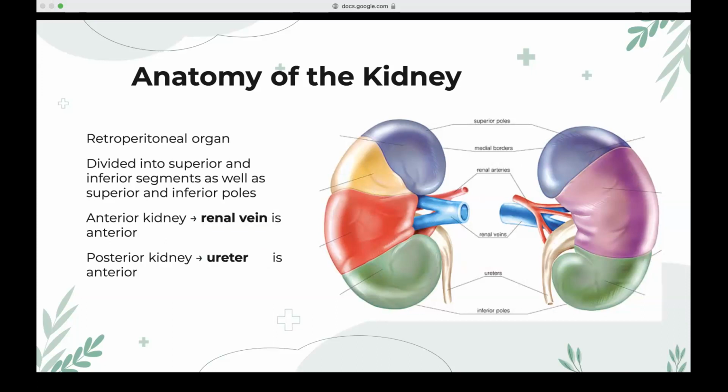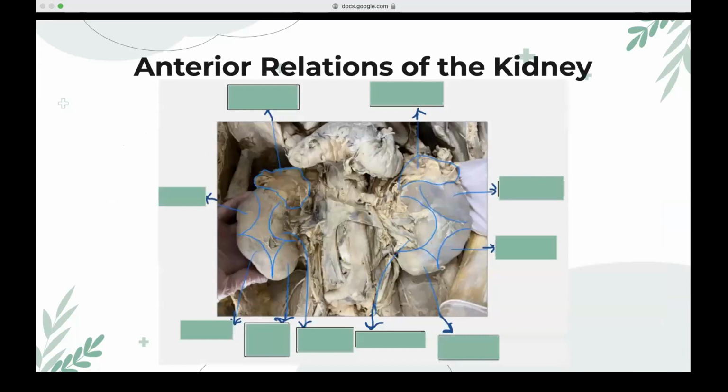So in the posterior kidney, the ureter is anterior, but in the anterior surface, the renal vein is anterior. They can get you a picture of a cadaver kidney showing you the hilum and everything, and they could ask you, is this the anterior surface or posterior? That's a possible question.